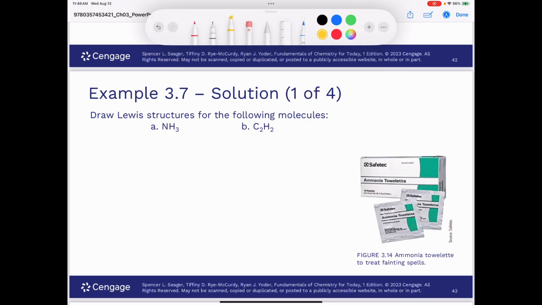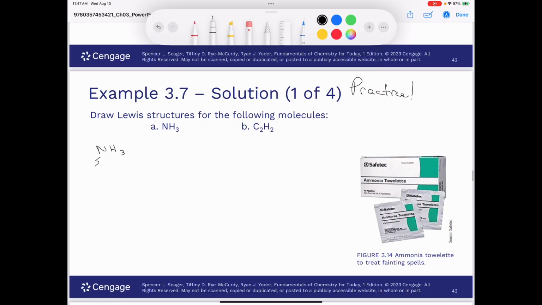Okay, so example 3.7, draw Lewis structures for the following molecules. Okay, here's how you're gonna do it. And remember, you need to practice this a lot to get good at it, okay? So we're gonna start with NH3. How do we draw the Lewis structure of ammonia? So I'm gonna rewrite it here.